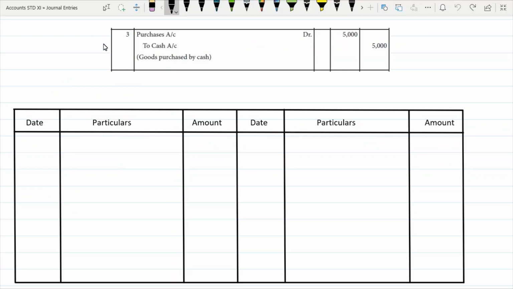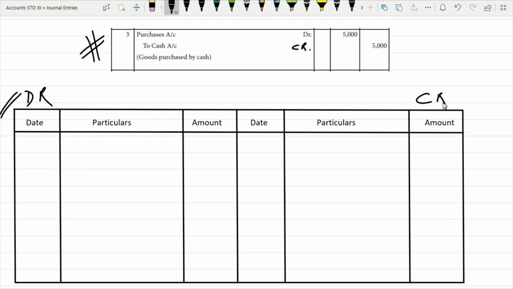So today let us learn how to post from a journal to a ledger. For that, let us start now with one single journal entry. The journal entry here is purchase account debit to cash account credit. Now when we are trying to understand ledger, see, this is the format of your ledger. This side is the debit side of the ledger and this side is the credit side of the ledger.